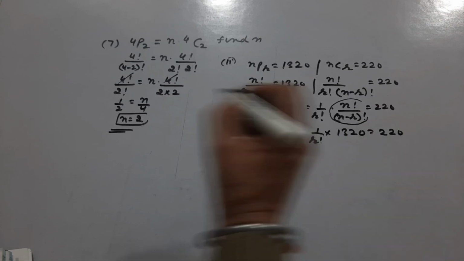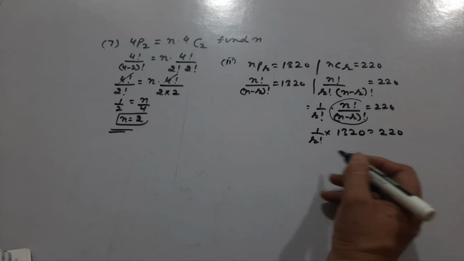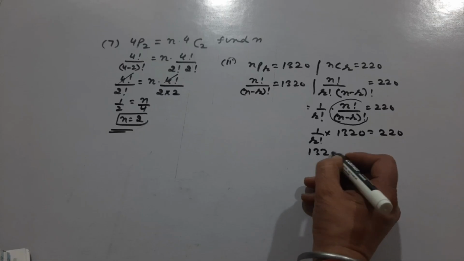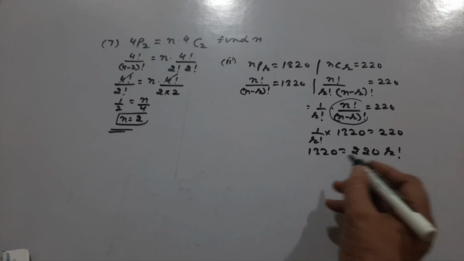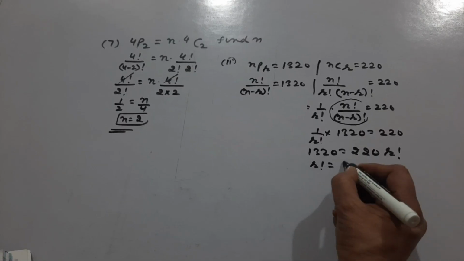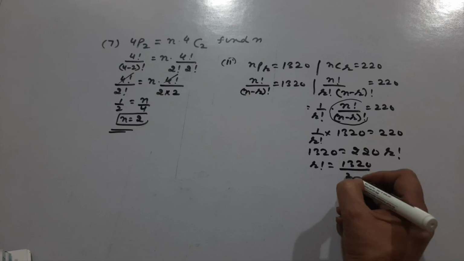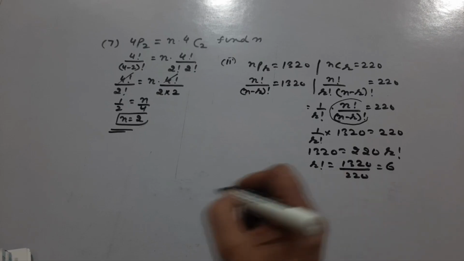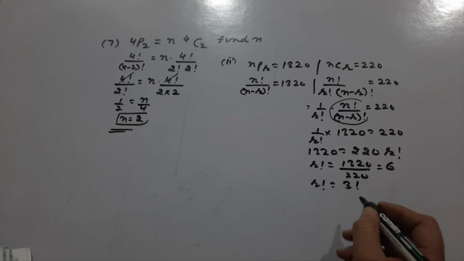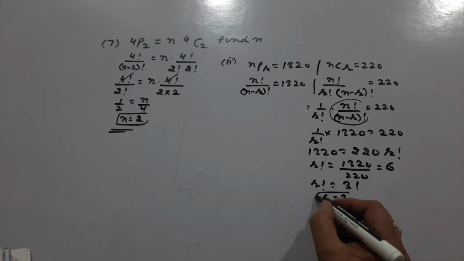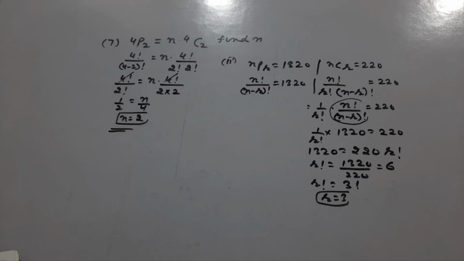Now the value of n factorial upon (n minus r) factorial is equal to 1320, so we get 1320 equals 220 r factorial, and we get r factorial equal to 1320 upon 220. This is equal to 6, and we know 6 is equal to 3 factorial. So r is equal to 3. Right, students? r equal to 3, and if r equal to 3, then we can find the value of n.